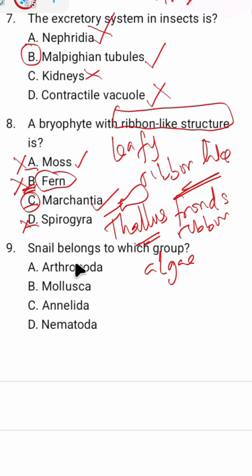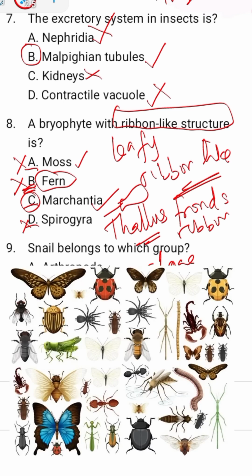The next one is snail belongs to which group? Snail belongs to which group? So you have option A, which is arthropoda. Option B, you have mollusca, annelida, and nematoda. Let's look at the options one by one. So arthropoda or arthropods, actually the insects family.